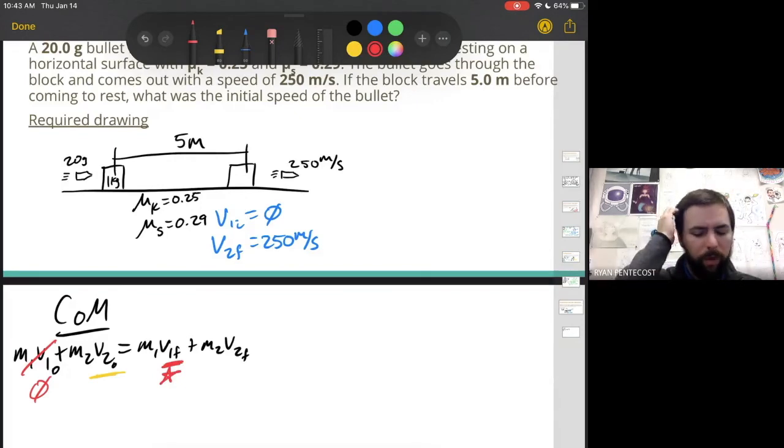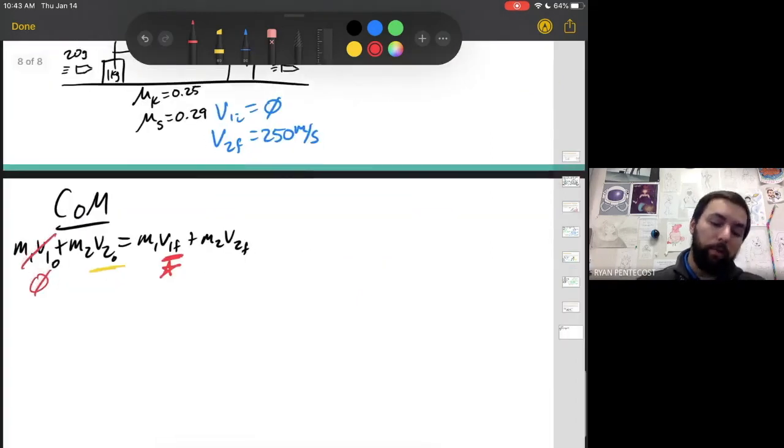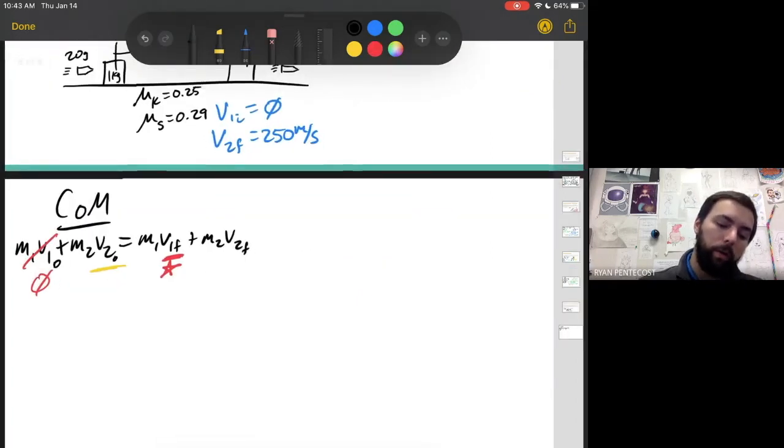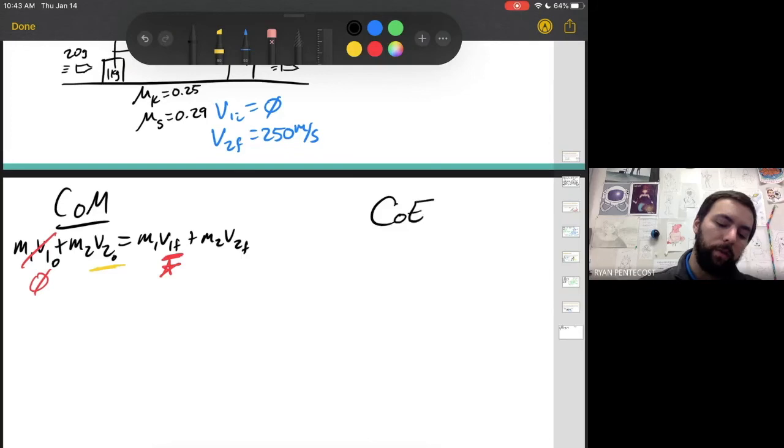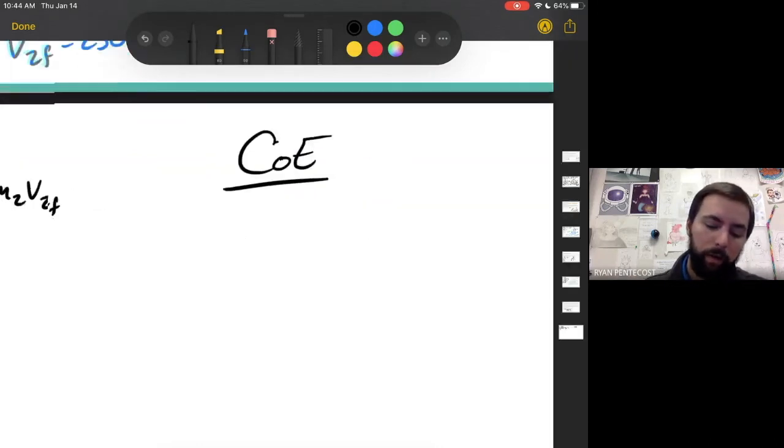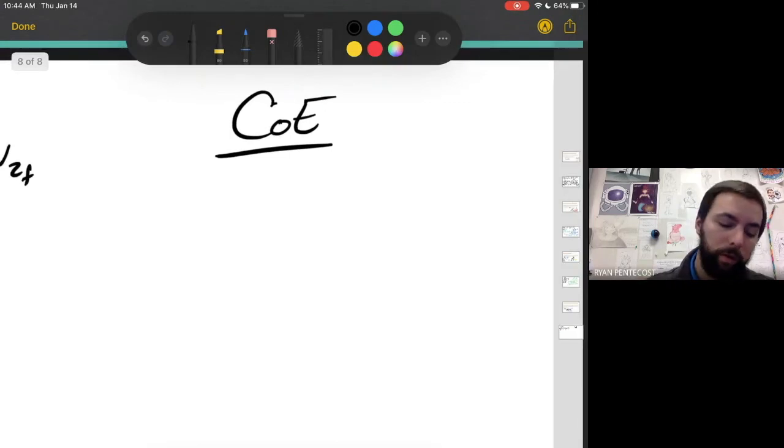So we need to find out how fast the block was moving after the bullet went through it and then it skidded for 5 meters. So that is where we will go use conservation of energy. So this is the block, right? They didn't combine, not perfectly inelastic, but this is where they combine, this is where they don't combine, and this is just the block. So we just need to deal with one mass, which is nice.